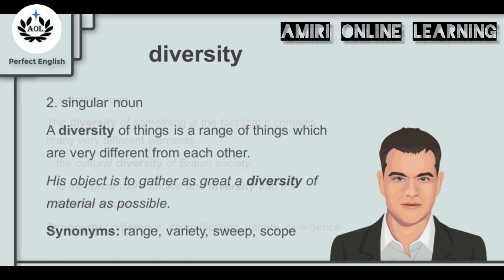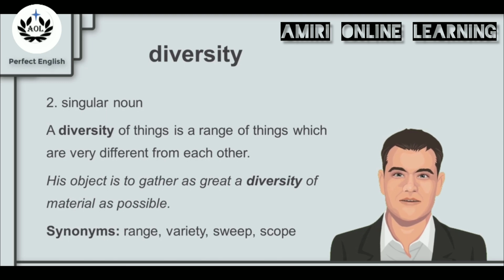And diversity can have a different meaning, and in this case, it's a singular noun, so it's always singular. A diversity of things is a range of things which are very different from each other. So it is pretty much the same as the first meaning, but it is used in a different way. For example, his object is to gather as great a diversity of material as possible. Diversity of material, that means we need material that is different from each other. We don't need the same kind of material, we need a diversity of material. And synonyms for this meaning of diversity are the words range, variety, sweep, and scope.